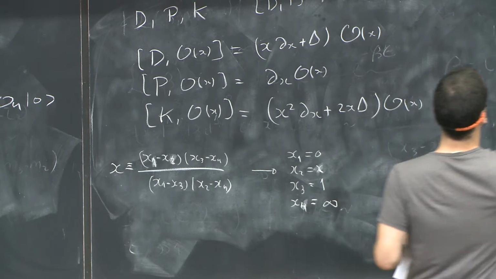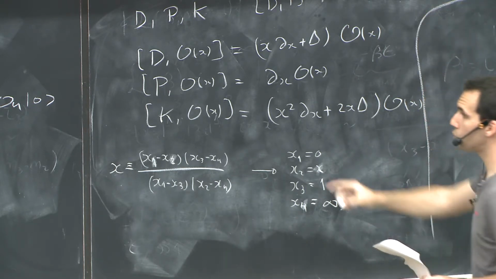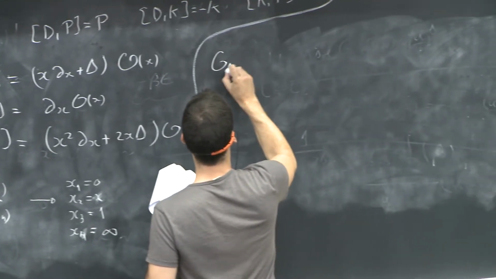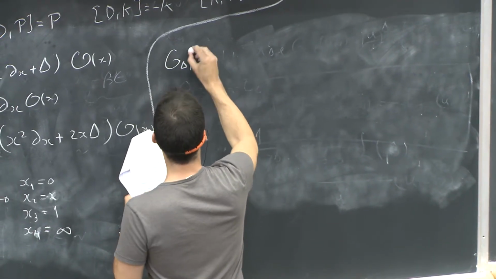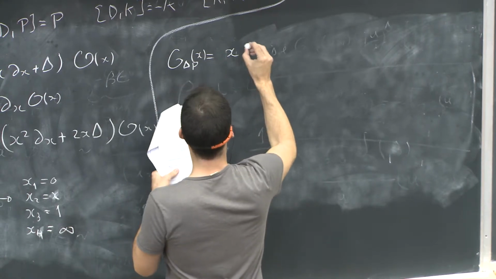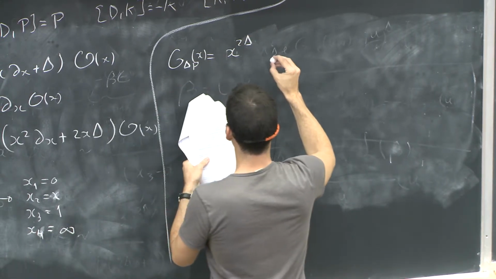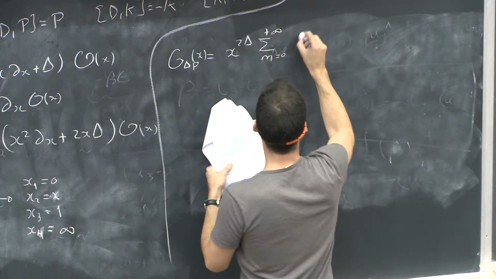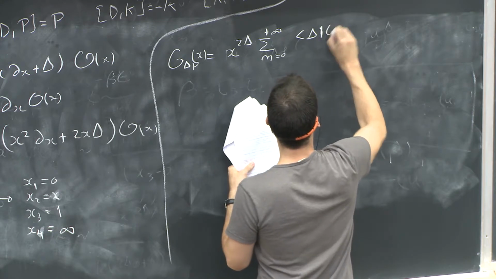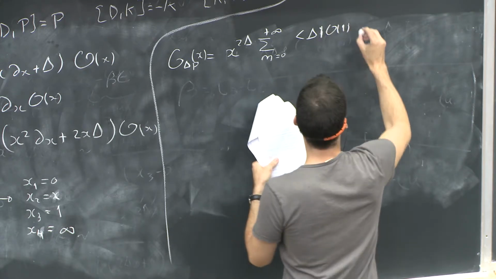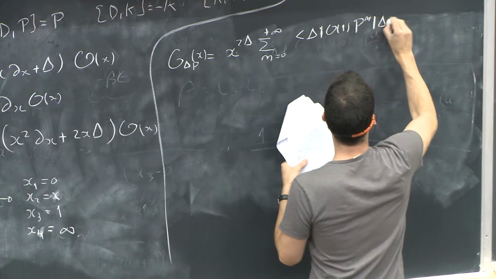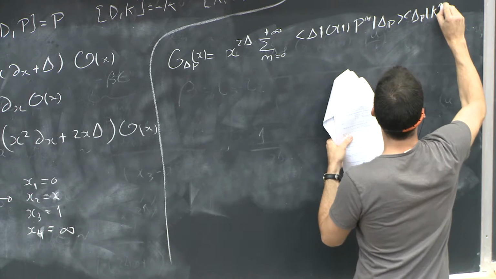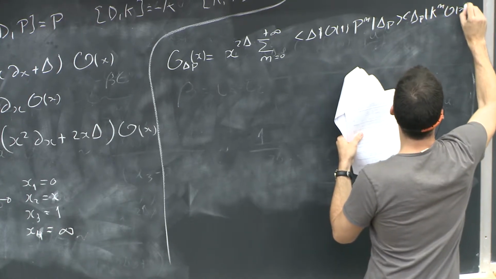So according to that definition, the conformal block G delta P of x is x to the 2 delta, and then the sum over Pn, P, K, Ox.